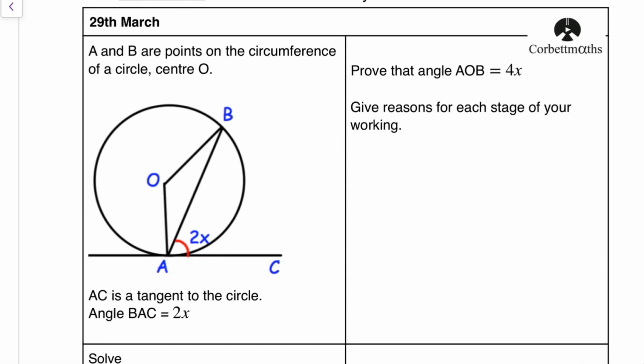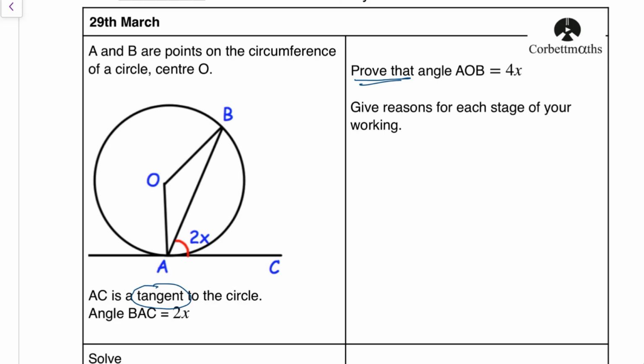So A and B are points on the circumference of a circle, centre O. AC is a tangent, right, so tangent's really important. See the word tangent in a circles question, and you're only thinking of two things. First of all, 90 degrees for the radius, and the alternate segment theorem, which I'm thinking this might be. Angle BAC is 2x, so it's got that in the diagram.